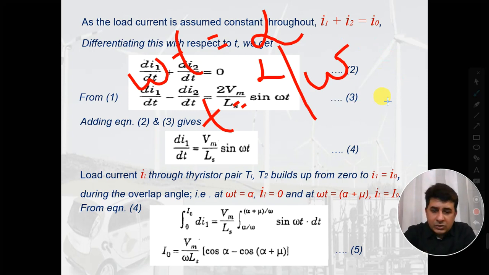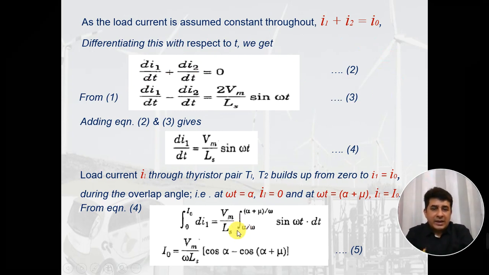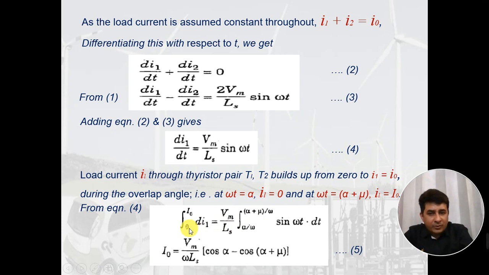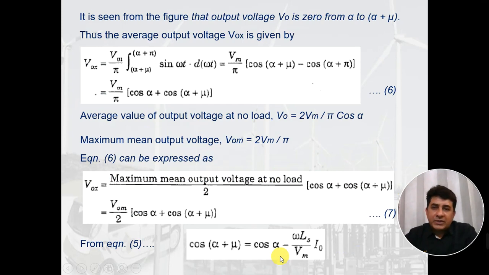So here it is alpha upon omega, and this integration will be done to alpha plus mu upon omega. So if we integrate this current from 0 to I0, for this time we get I0 equals this value. Let me put this as equation number 5. So I0 equals Vm upon omega Ls times cos alpha minus cos alpha plus mu. Let us solve it further.